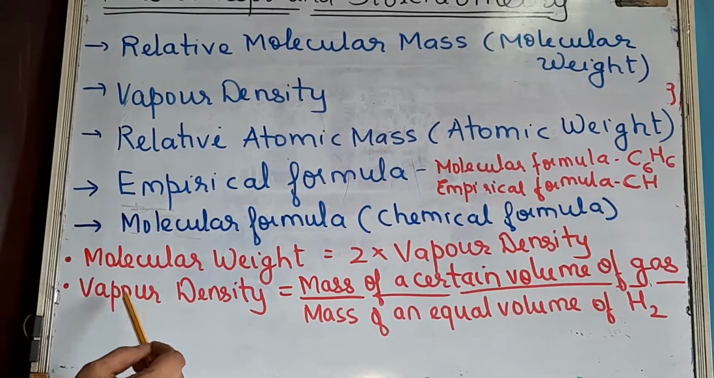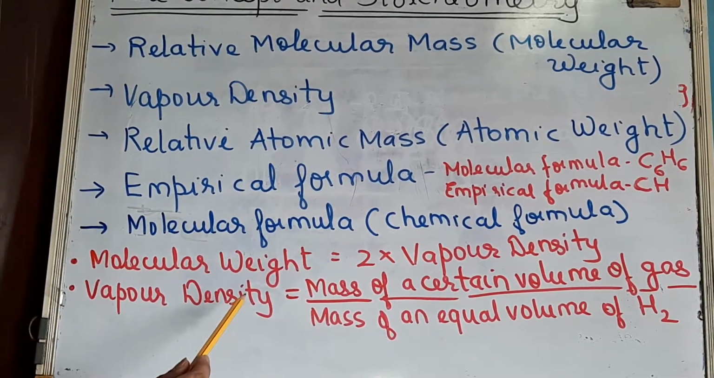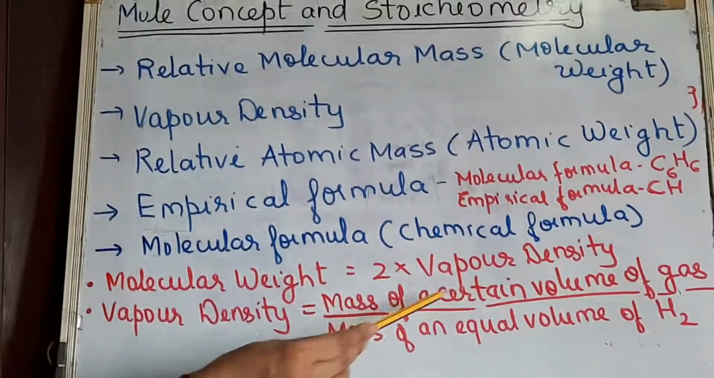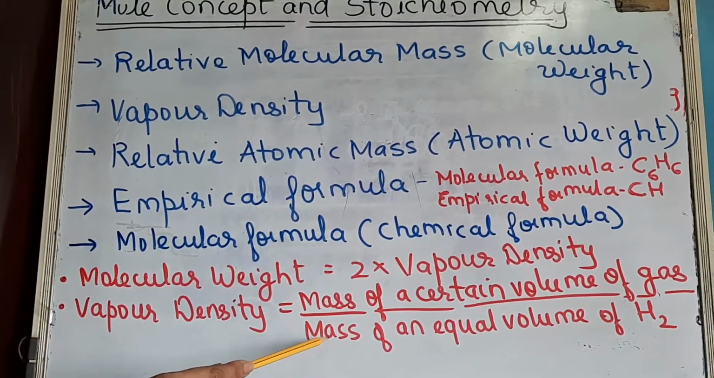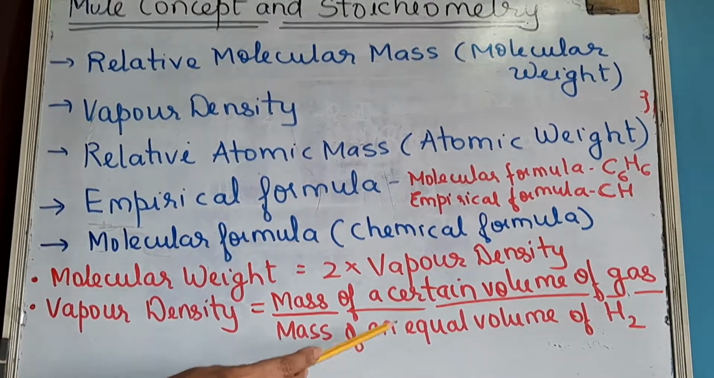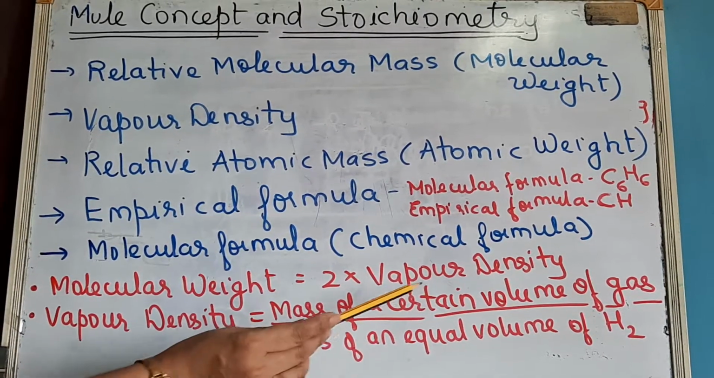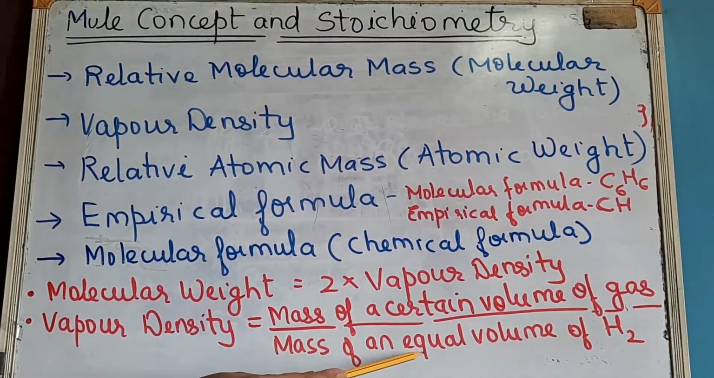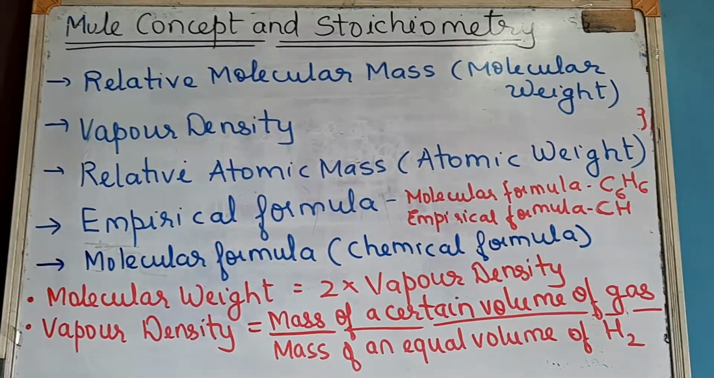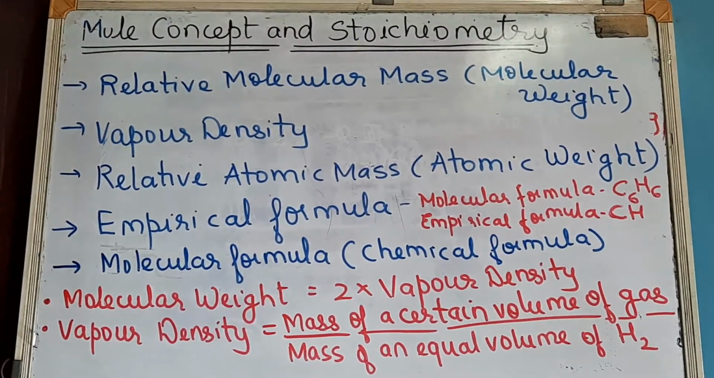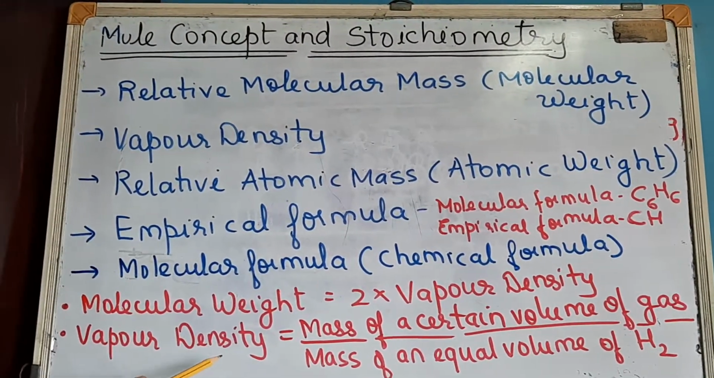Okay, so definition of vapor density we will revisit. It is the ratio of mass of a certain volume of a gas to the mass of an equal volume of hydrogen under the same conditions. So the gas and hydrogen both have to be under the same conditions of temperature and pressure. Okay, so that is the concept of vapor density.